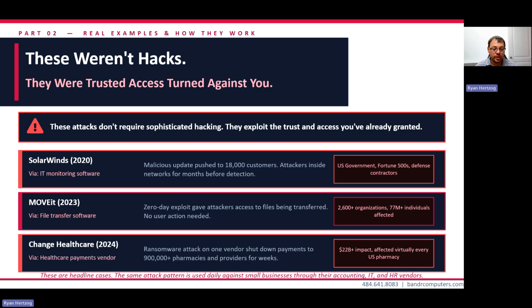And then Change Healthcare happened back in 2024. They are a healthcare payments vendor. They were attacked with ransomware, and it shut down payments to over 900,000 pharmacies and providers for weeks. I remember when this happened, doctor's offices and hospitals couldn't process payments. It was a $22 billion plus impact, and it affected virtually every U.S. pharmacy. Think about it: for weeks, pharmacies couldn't process payments. That's a huge problem.